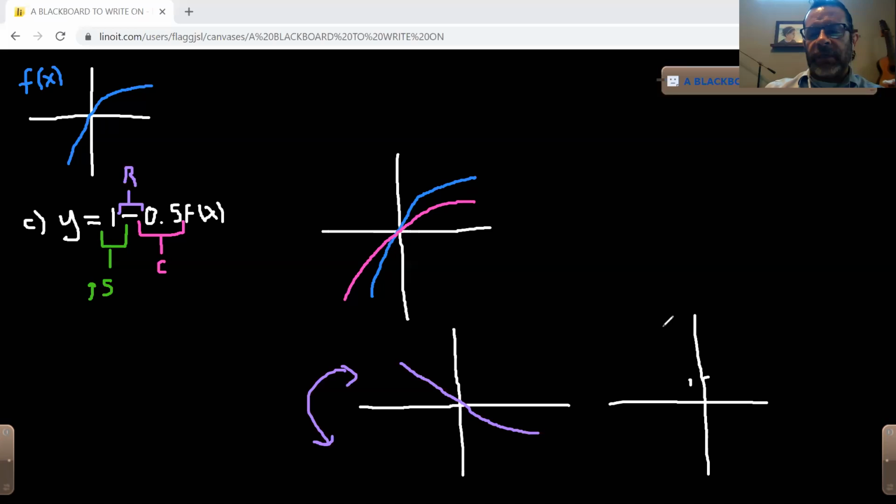And so what we're going to have is, instead of the reference being the origin, now the reference is going to be the 1. And this could eventually cross the x-axis. We don't know, okay, but it could. And so that would be the graph. And again, we did 3 things there. We did the compression, we did the reflection, and we did the shift.